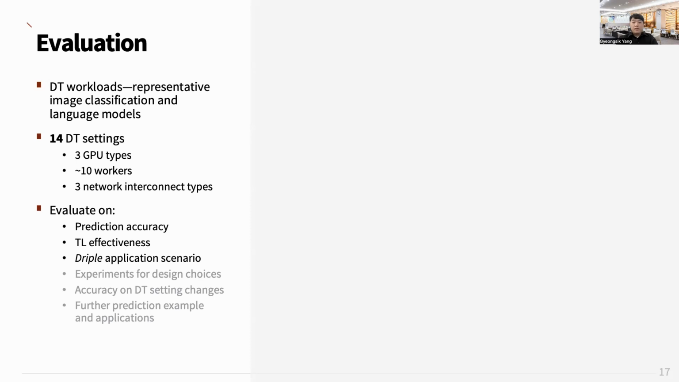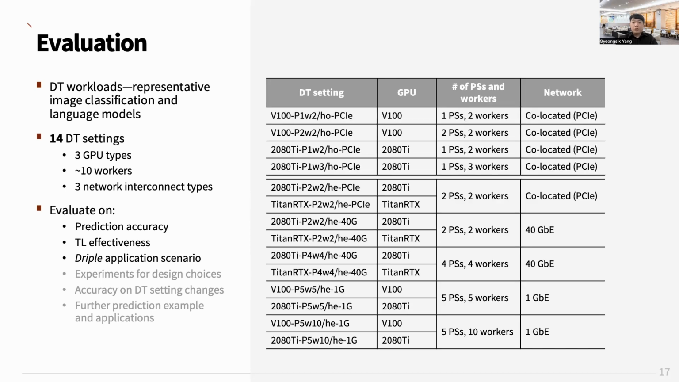Now, we conduct evaluations for Dribble as follows. We use DT workloads similar to those used up to now, and we evaluate Dribble using 14 kinds of DT settings with 3 GPU types, up to 10 workers, and 3 different network types. Our DT settings include scenarios using both homogeneous and heterogeneous GPUs.